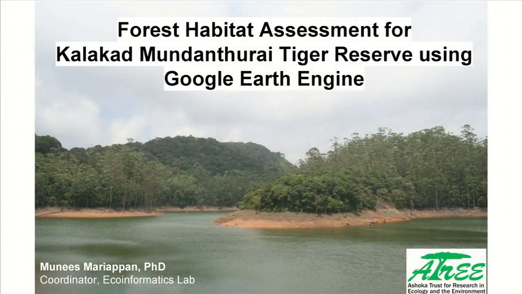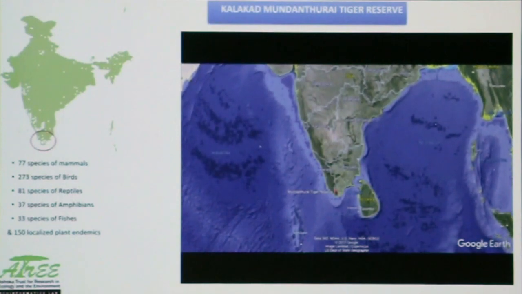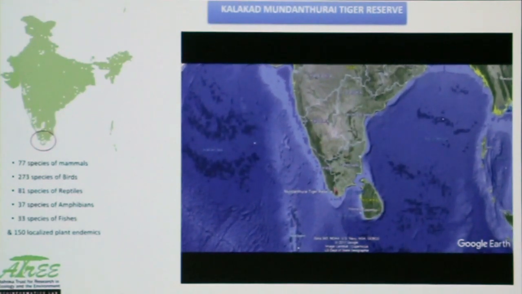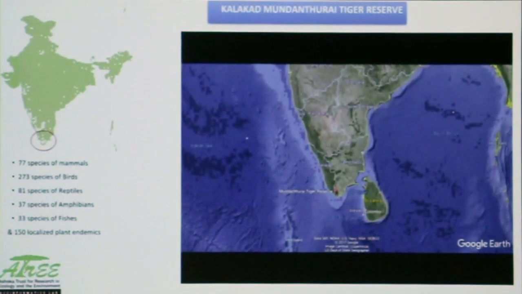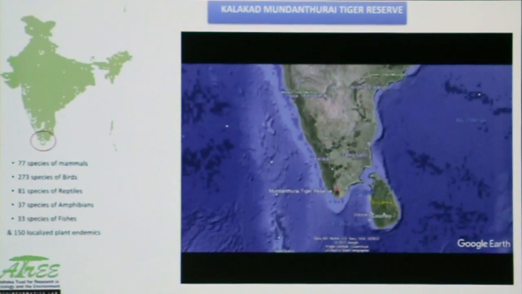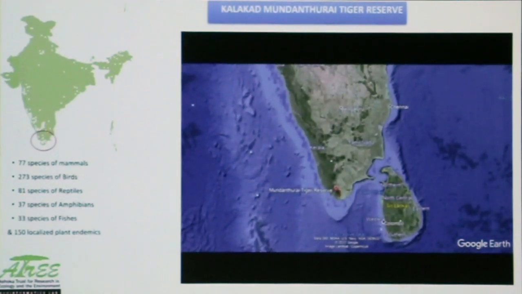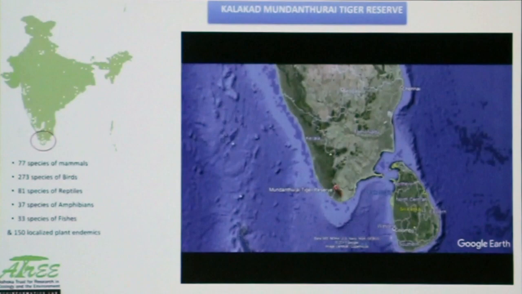Forest habitat assessment for Kalakad Mundanthurai Tiger Reserve. This is one of the important tiger reserves in India. It's situated in the southern tip of India. It's one of the World Heritage Sites. It has high plant endemism. Most importantly, it's receiving 2 monsoons per year in the Western Ghats. So its biodiversity richness is really important.